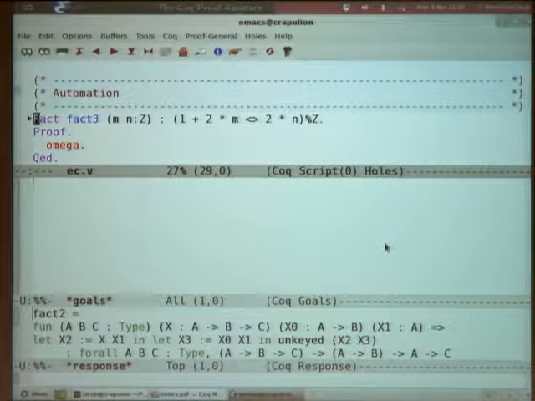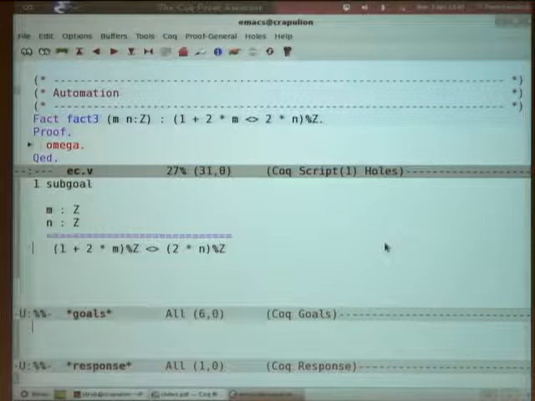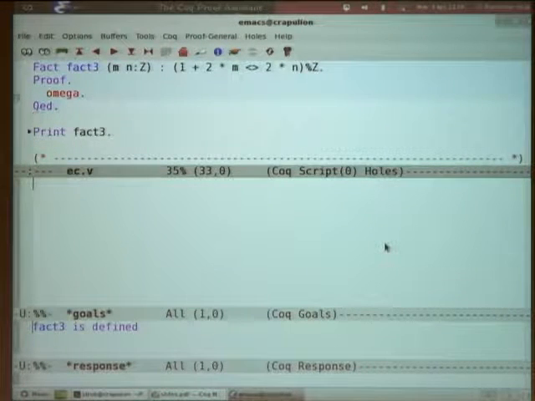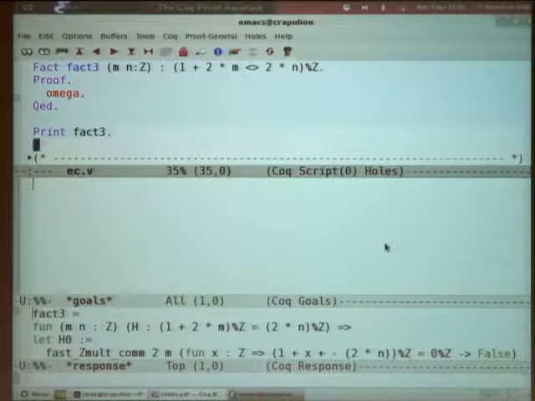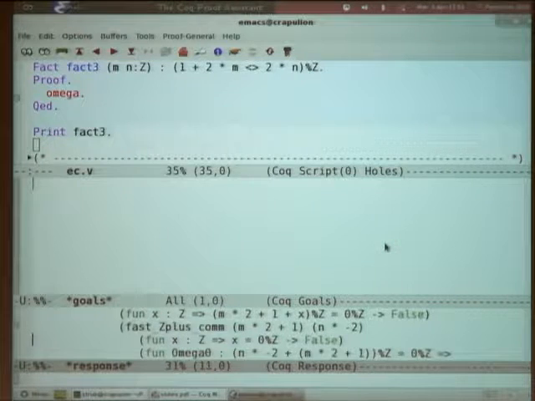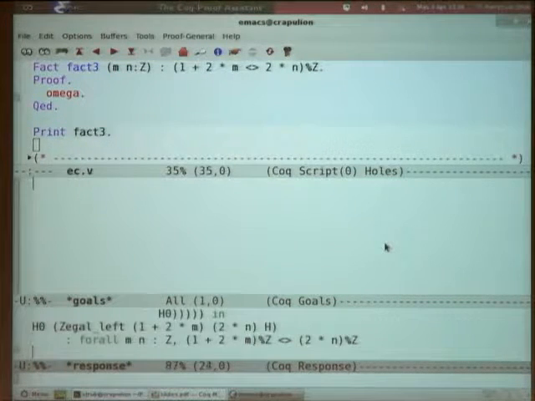And so as I said, for example, there is some automation for arithmetic. So I want to prove that for all m, n, this statement holds. So I could do it by hand, but I can use the omega tactic. This is done automatically. And OK, so this is done by computation. Okay, here you see there is quite a big proof term.